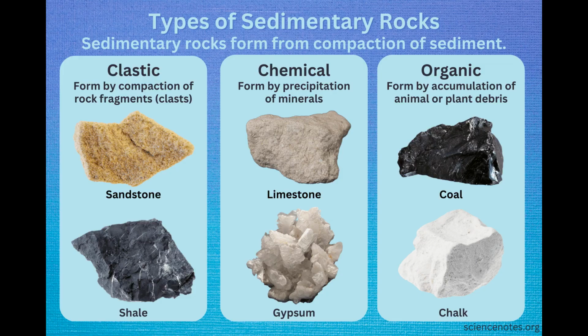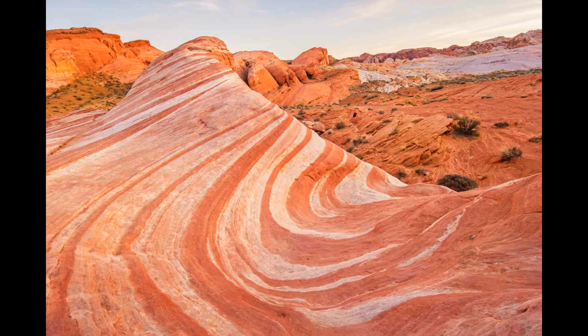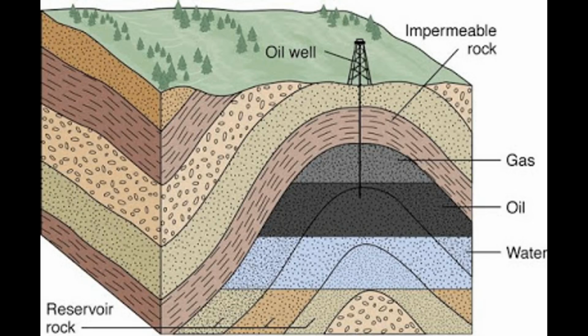Sedimentary rocks. These are rocks that are records of the past. They are formed by the accumulation and lithification of sediments. The types: we have clastic, sandstone or shale, and then we have chemical, limestone, rock salt, and then we have organic, which could be coal, chalk. These sedimentary rocks contain fossils and past climate data. They host significant oil, gas, and groundwater reservoirs.